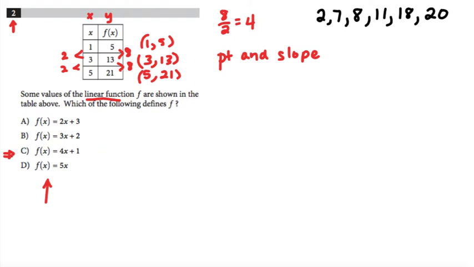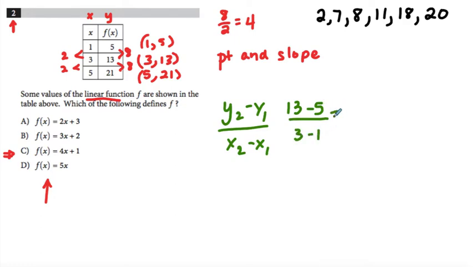Now, if you're not comfortable doing it from a table and you want to use the slope formula, remember y2 minus y1, which again is a change in y over a change in x. So 13 minus 5 all over 3 minus 1. It's the same method. So 8 over 2, which is 4. And again, the slope had to be 4. So there's that y equals mx plus b. So my answer would be C.